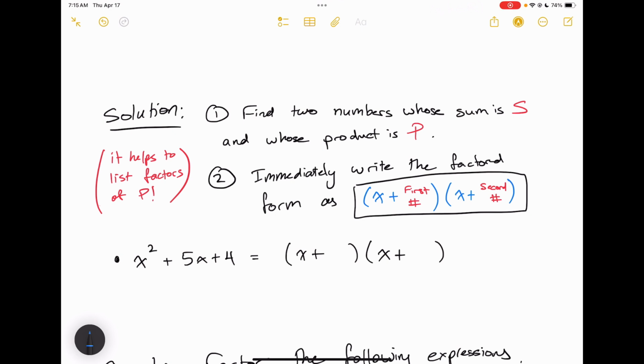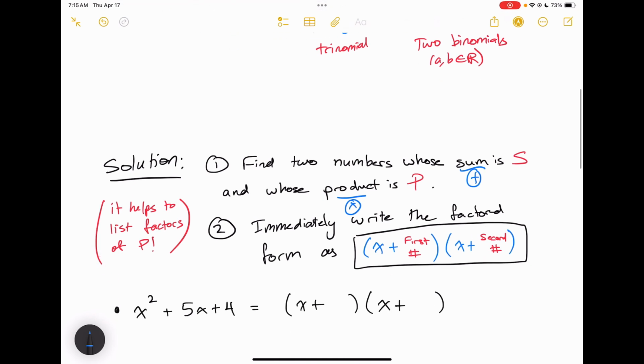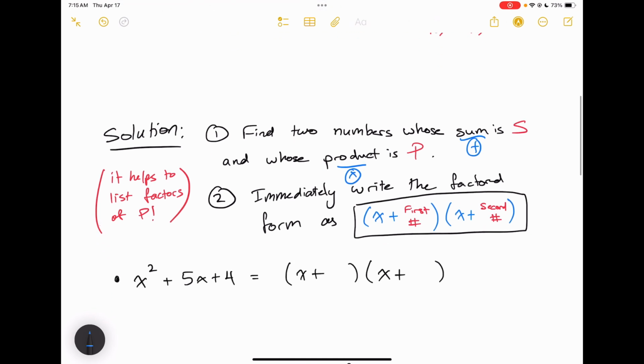The steps? You want to find two numbers whose sum gives you s, in other words, s being the number that's attached to x, and whose product is p. So two numbers which, when you add them together, because sum means addition, you get s, and product, multiplication, you multiply them together to get p. I've got a little hint right here that says it's helpful to list factors of p and work from there. Once you have those two numbers, the factored form is just x plus the first number as your first binomial, and then x plus the second as your second.